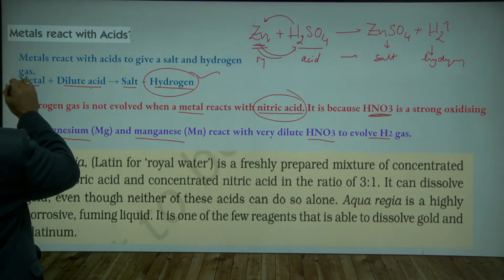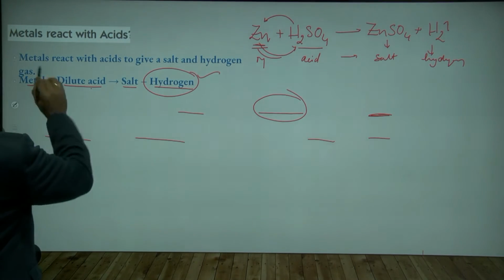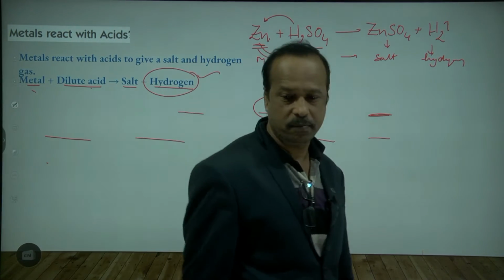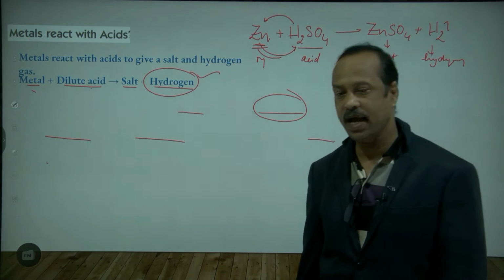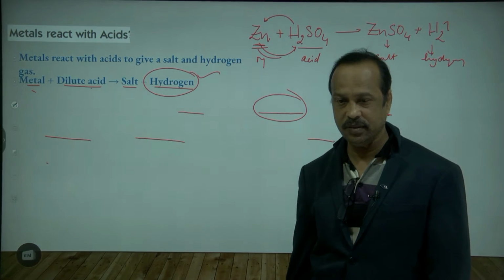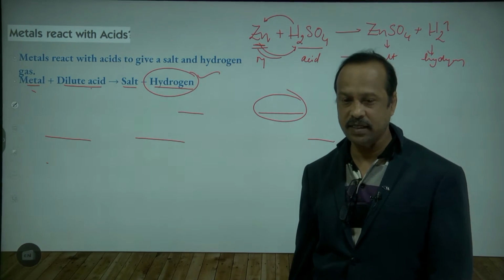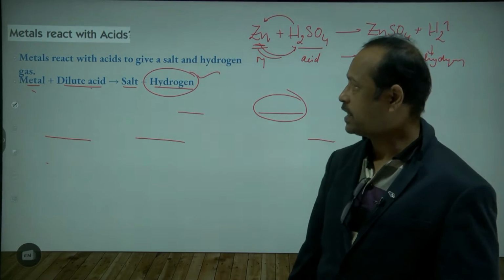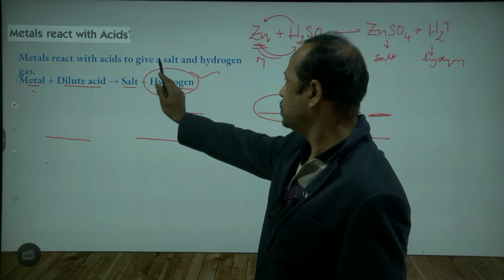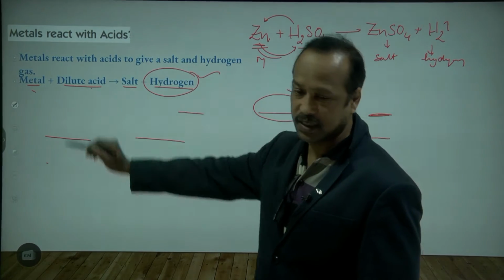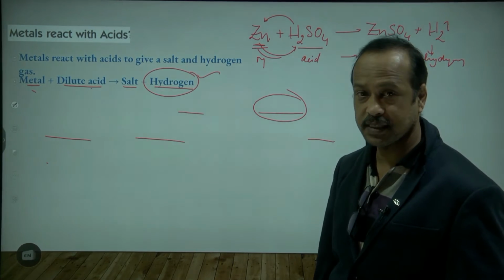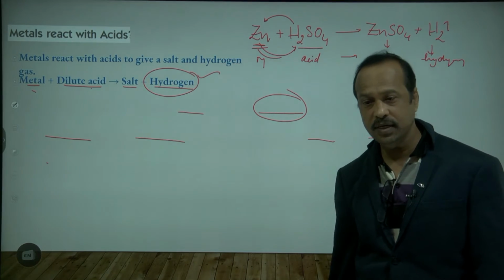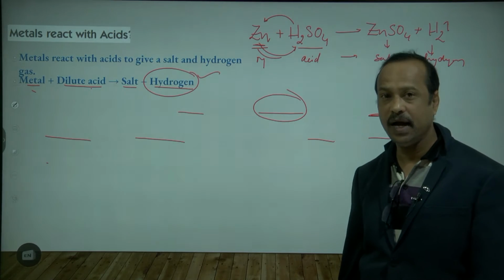So what you do is write this topic: metals react with acids. Now write the statement: metals react with acids to give a salt and hydrogen gas. Write that statement: metals react with acids to give a salt and hydrogen gas.